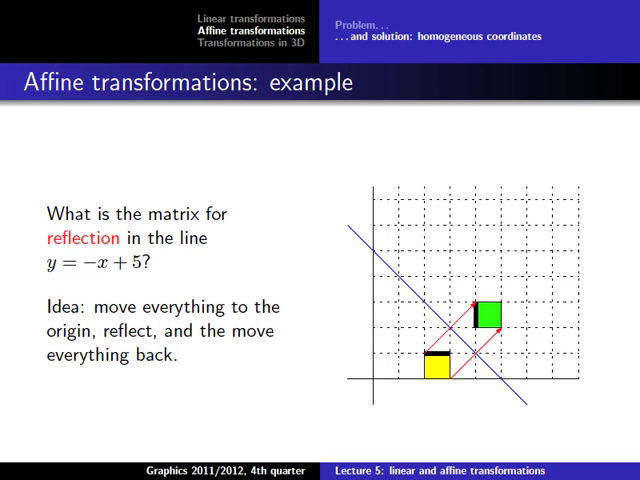We would just look at how the x and the y values change their sign, but it doesn't go through the origin. So what we could do is translate everything in a way that the line goes through the origin, then do the simple reflection, and then translate everything back. So let's try to do this.